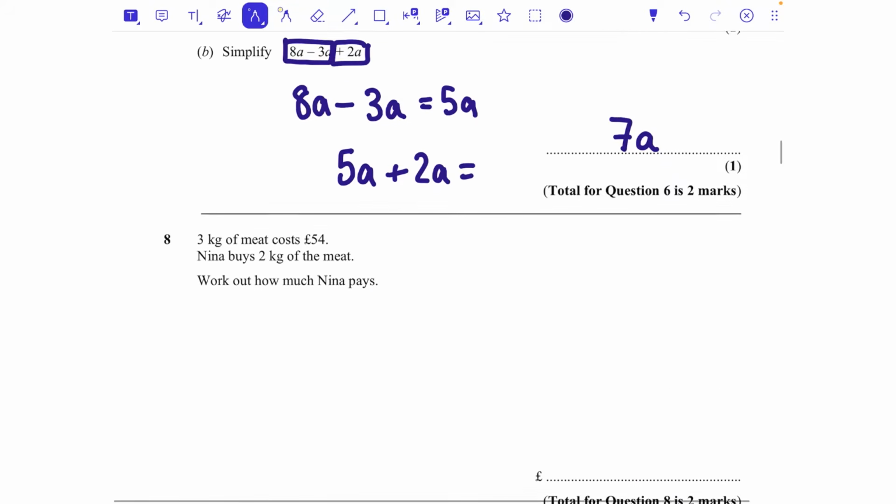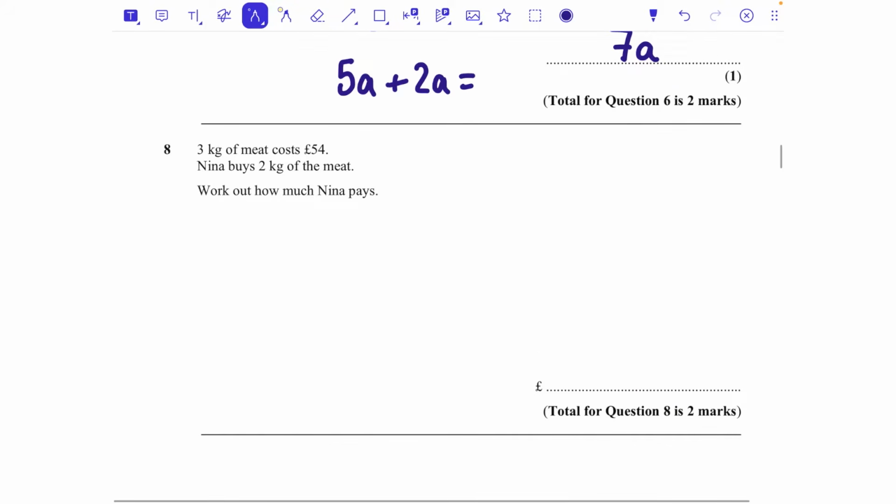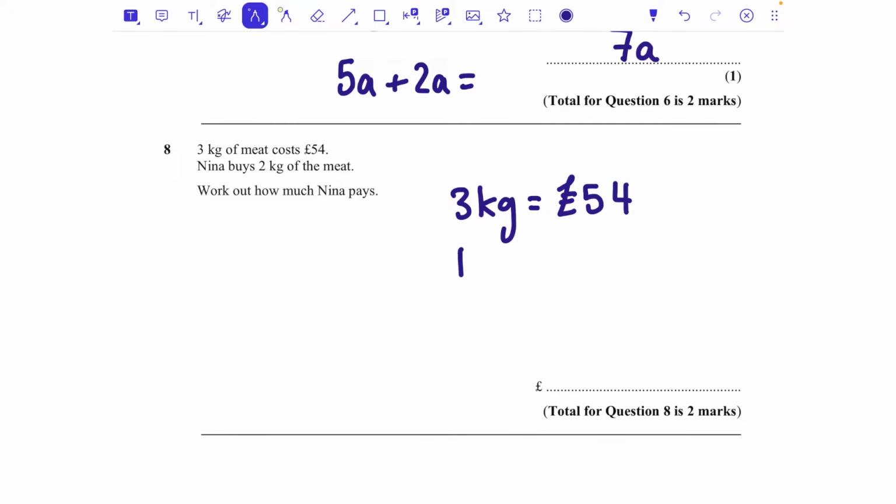Question number 8. 3 kilograms of meat costs £54. Nina buys 2 kilograms of the meat. Work out how much Nina pays. So 3 kilograms equals £54. So it's always going to be helpful to know how much 1 kilogram is going to cost me.